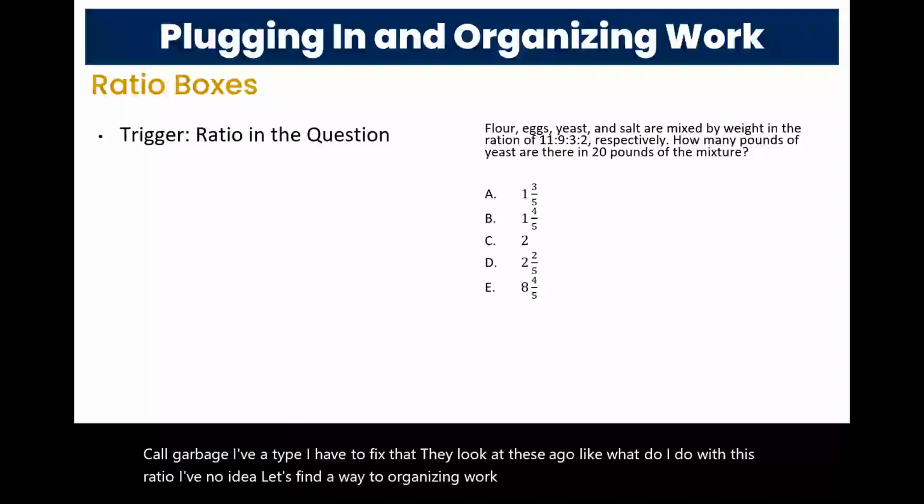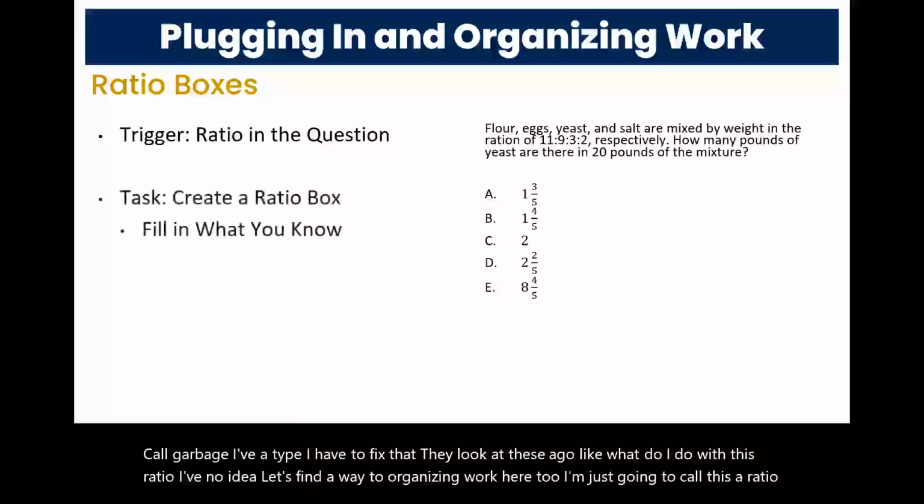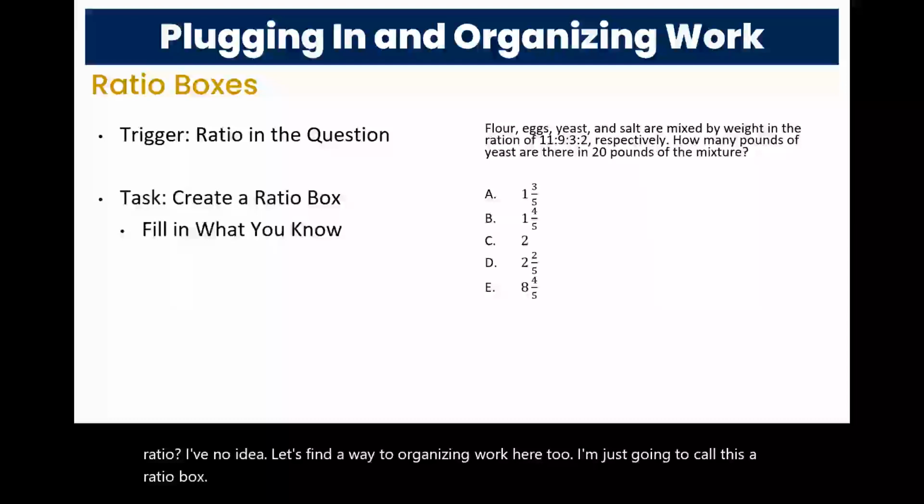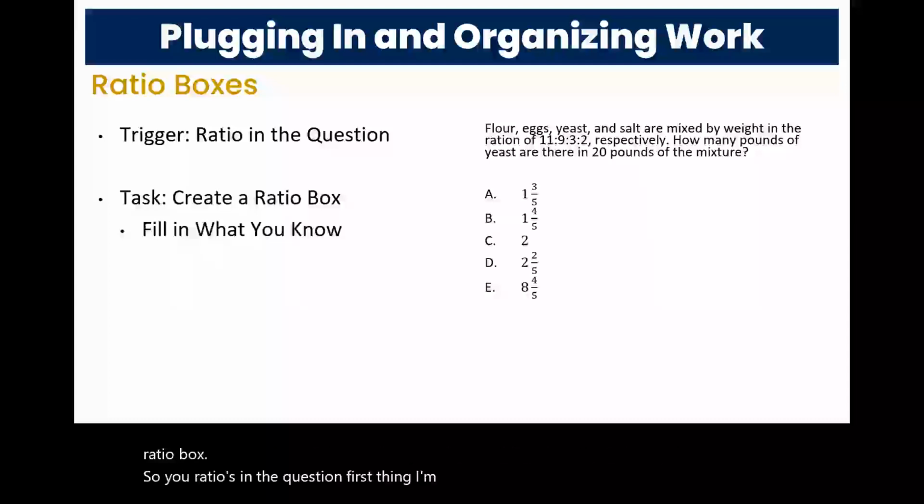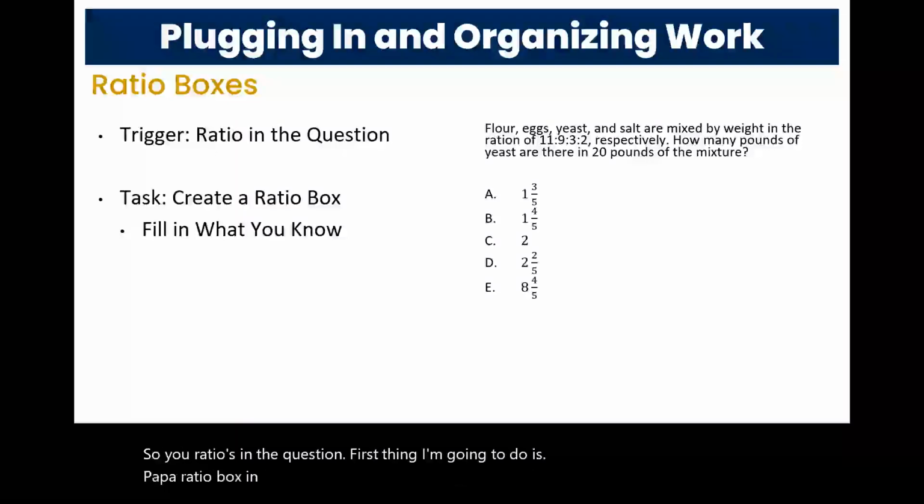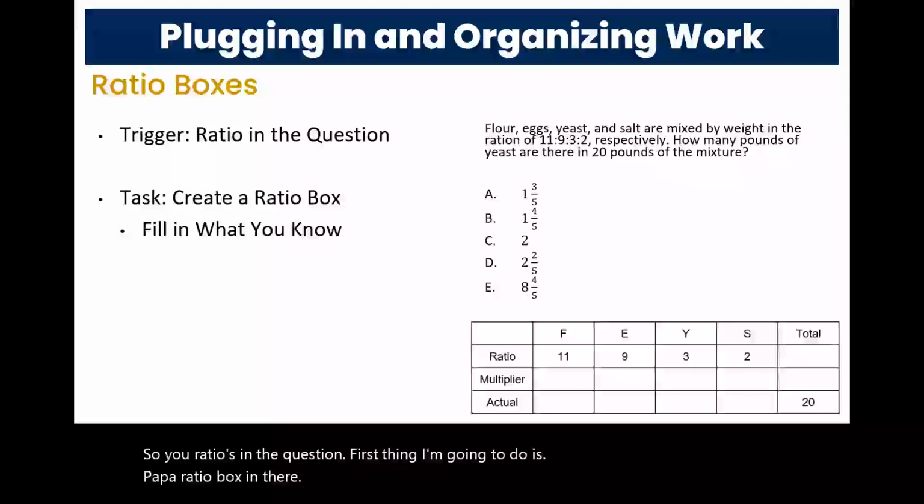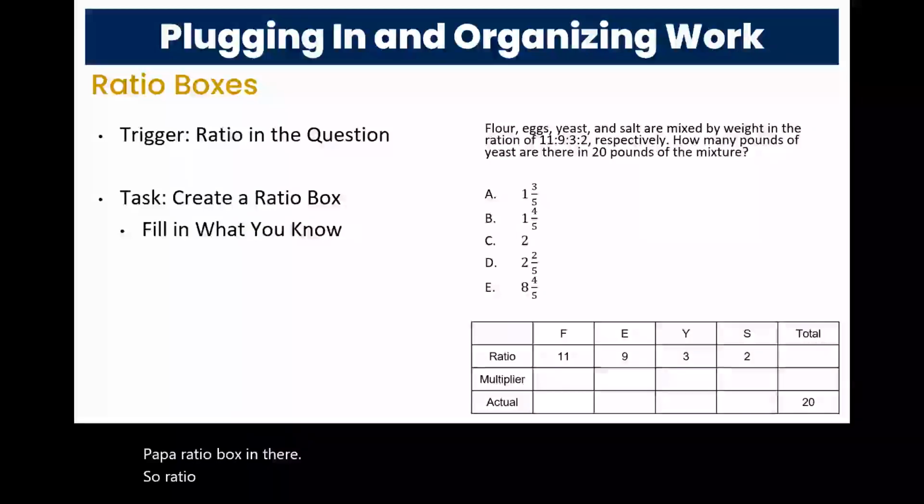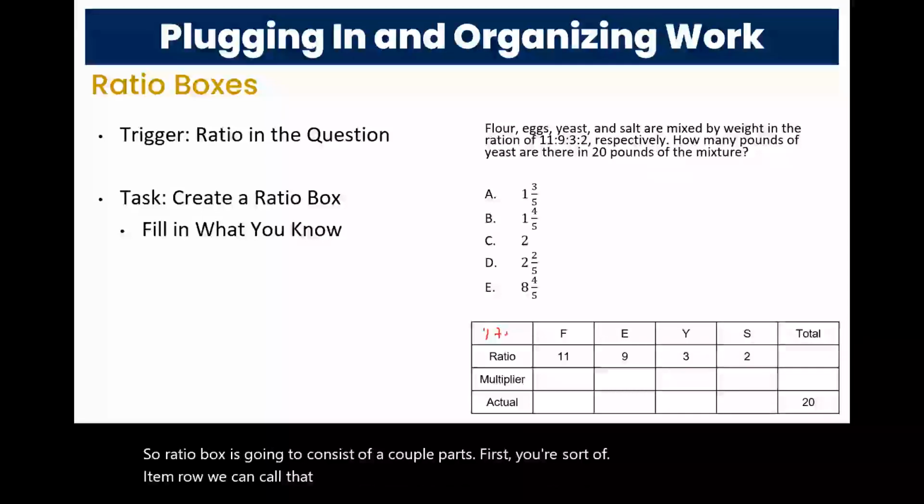I'm just going to call this a ratio box. So you see ratios in a question. First thing I'm going to do is pop a ratio box in there. So the ratio box is going to consist of a couple parts. First, your item row. We can call that the item. And at the end, you're going to have a total.